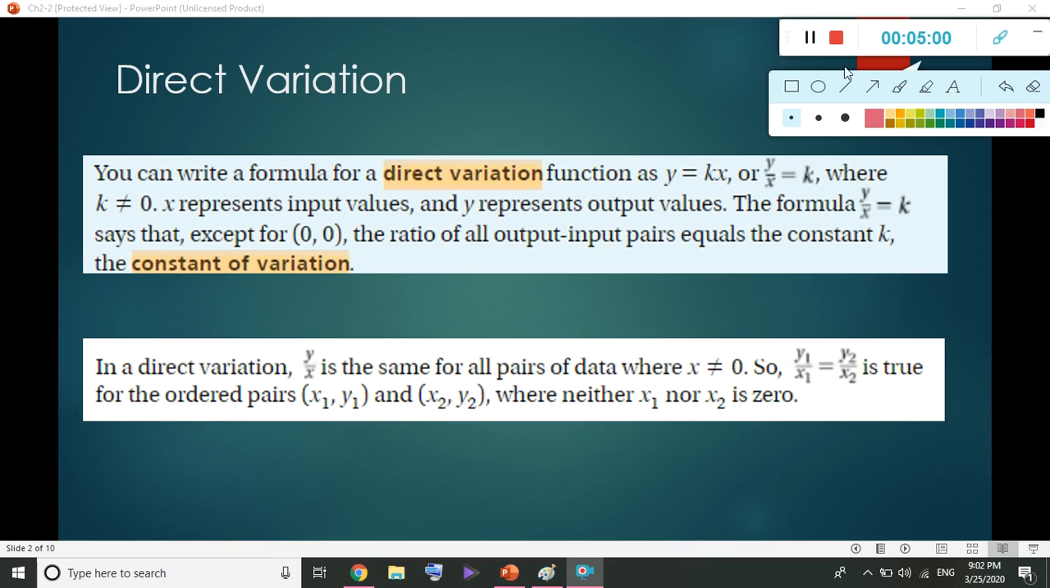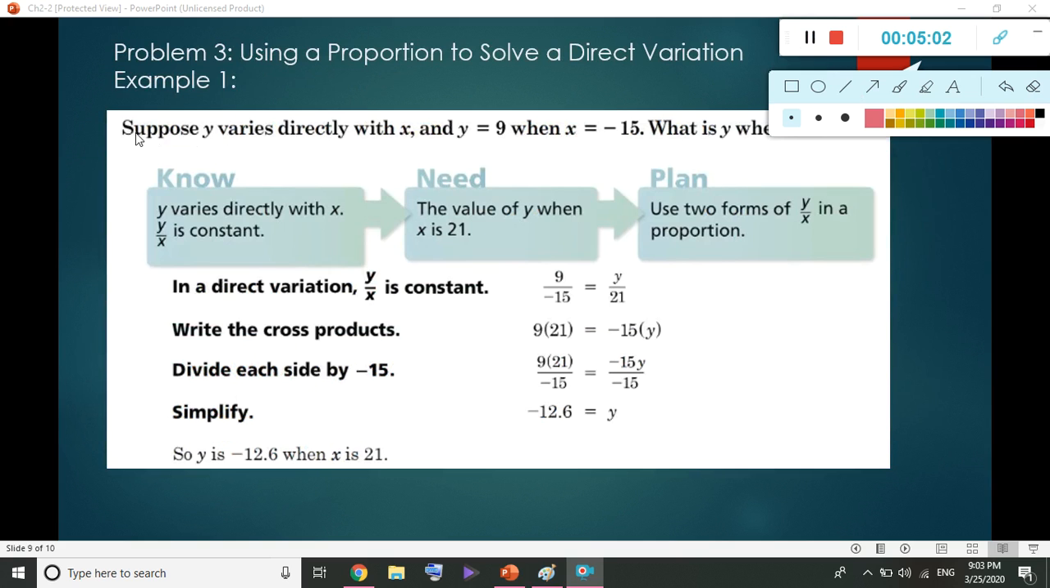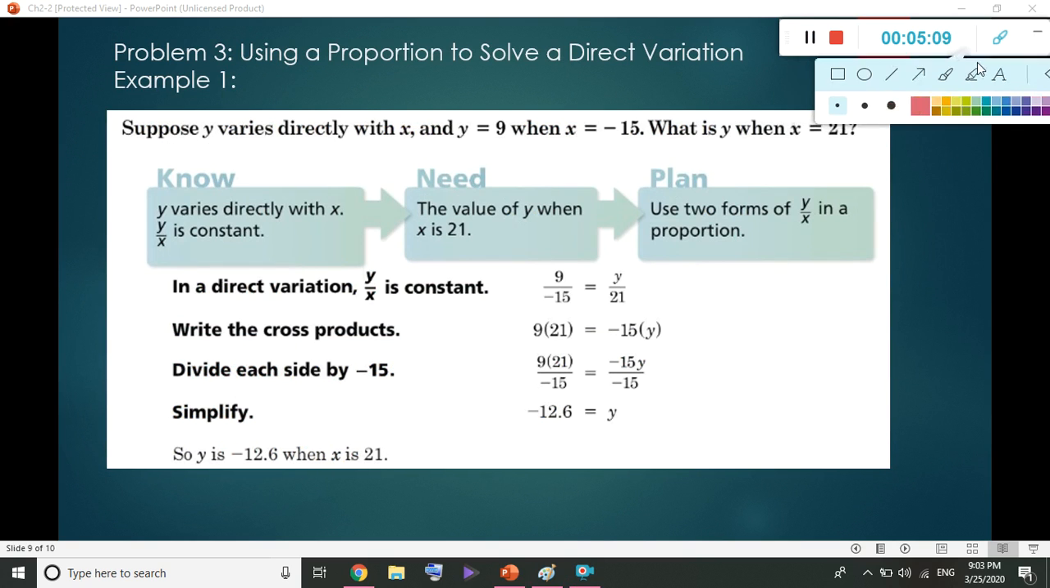Okay, so now let's check the example we have, which is asking for: suppose y varies directly with x. Girls, you have to find whatever is missing here. To find it using the proportion way, you always have to see this sentence: suppose y varies directly with x, because if y does not vary directly with x, you cannot solve this based on the proportion way. So suppose y varies directly with x and y equals 9 when x equals negative 15. What is y when x equals negative 21?